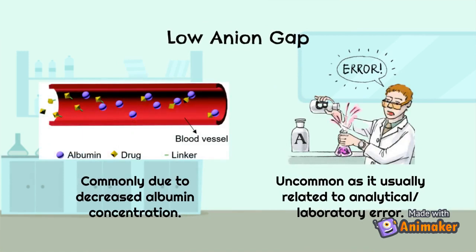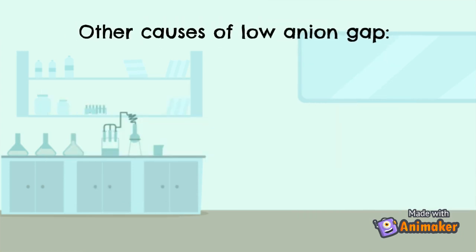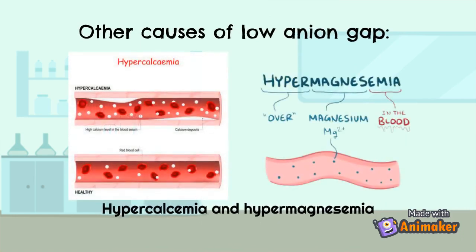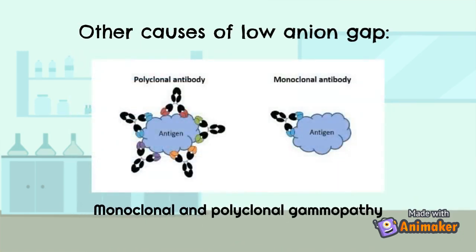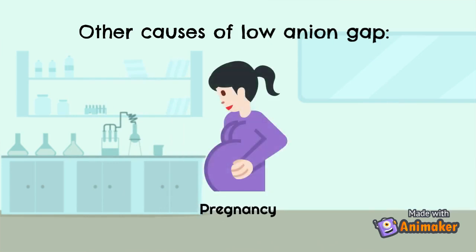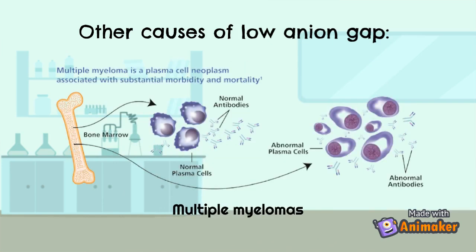Low anion gap is commonly due to the decreased albumin concentration, as it is the primary unmeasured anion. However, low anion gap is uncommon because it is usually related to the analytical or lab error. Other causes of low anion gap are hypercalcemia and hypermagnesemia, monoclonal and polyclonal gammopathy, pregnancy, and multiple myelomas.